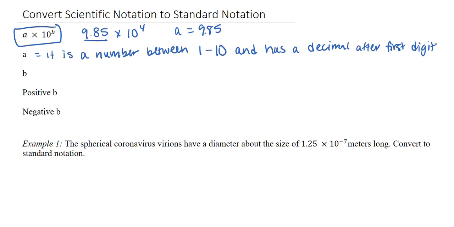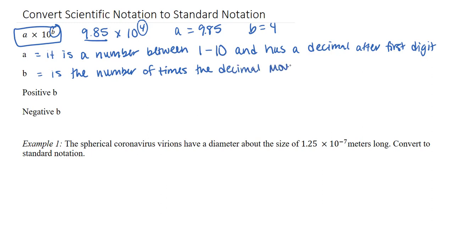And so what happens is we have this number, right? And then let's go over more. So we also have this b, which is, in this case, b is equal to 4. Well, what does that mean, right? Well, b is the number of times the decimal moves, right? And so in this case, we had a positive b, right?